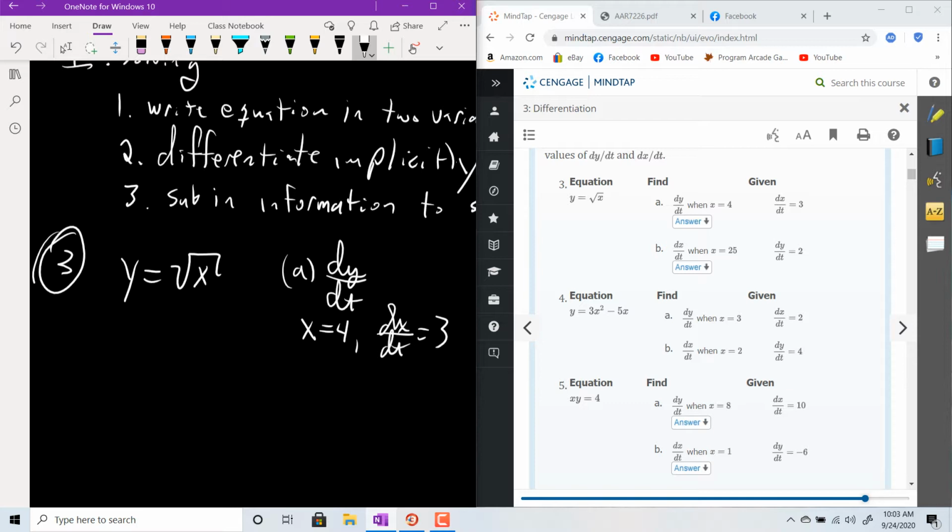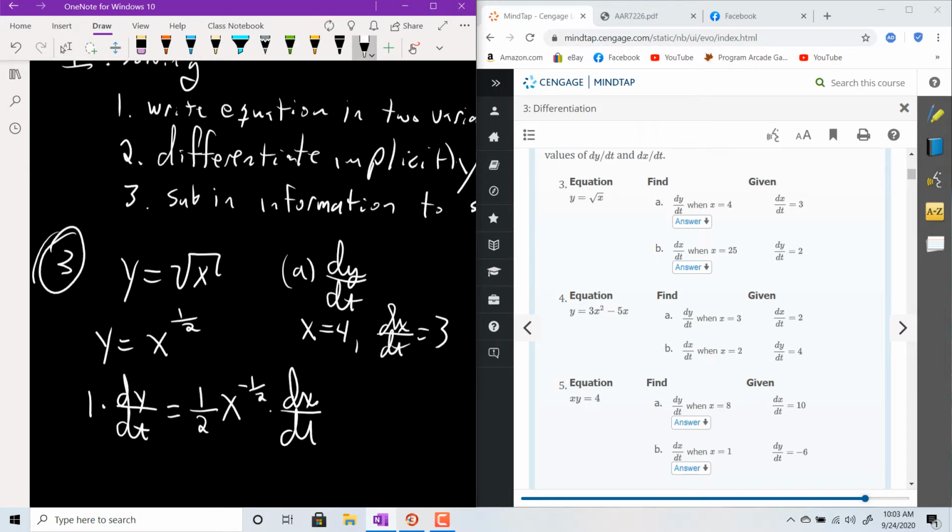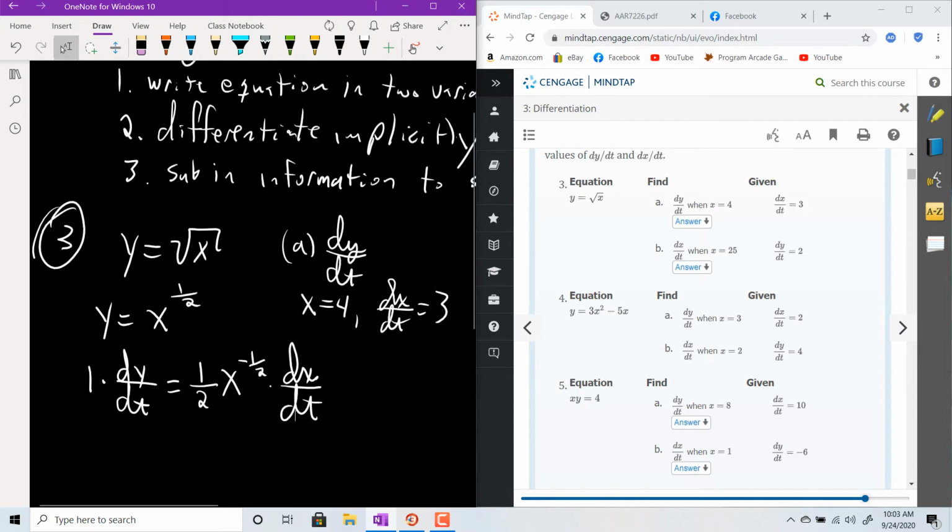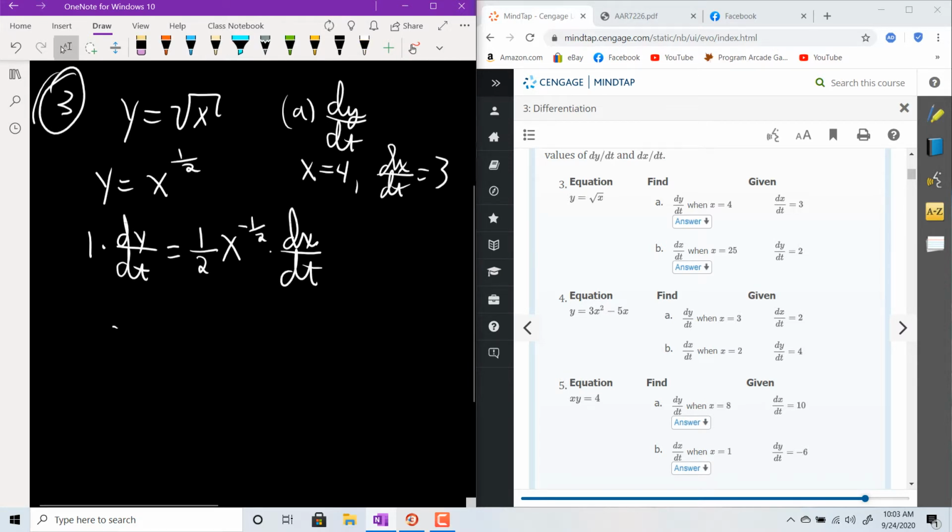Okay, so here we go. Let me rewrite it with a fractional exponent, and then we're going to take the derivative. The derivative of y is just 1, but then you have to tack on the y prime. Instead of writing y prime, we're going to write the Leibniz notation version, dy over dt. On the other side, the derivative of x to the 1/2 is 1/2 x to the negative 1/2, and then we have to tack on the derivative of x with respect to t. Okay, and then we can clean it up a bit.